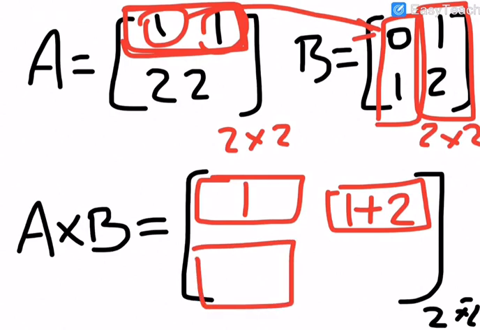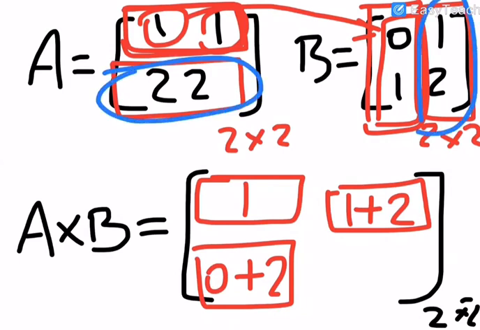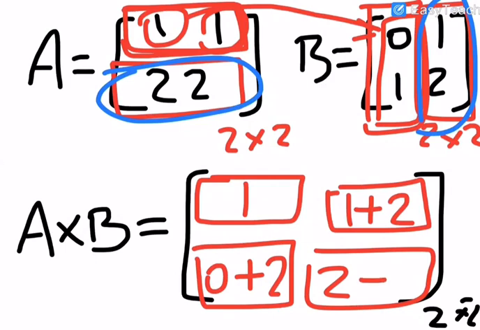For the next element, we are going to the second row, so I go to the second row of matrix A. We are in the first column of matrix B right now. Again, multiply: 2 multiplied by 0 is 0, 2 multiplied by 1 is 2. Then take the second column: 2 multiplied by 1 is 2, and 2 multiplied by 2 is 4. So this is the matrix A times B, right?